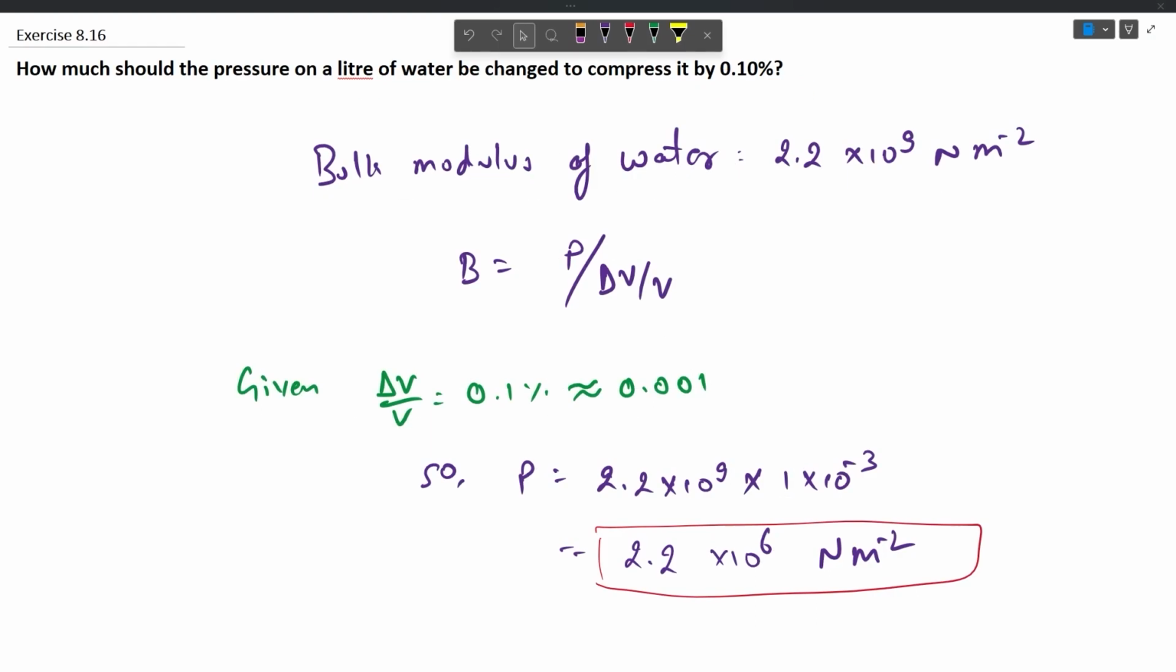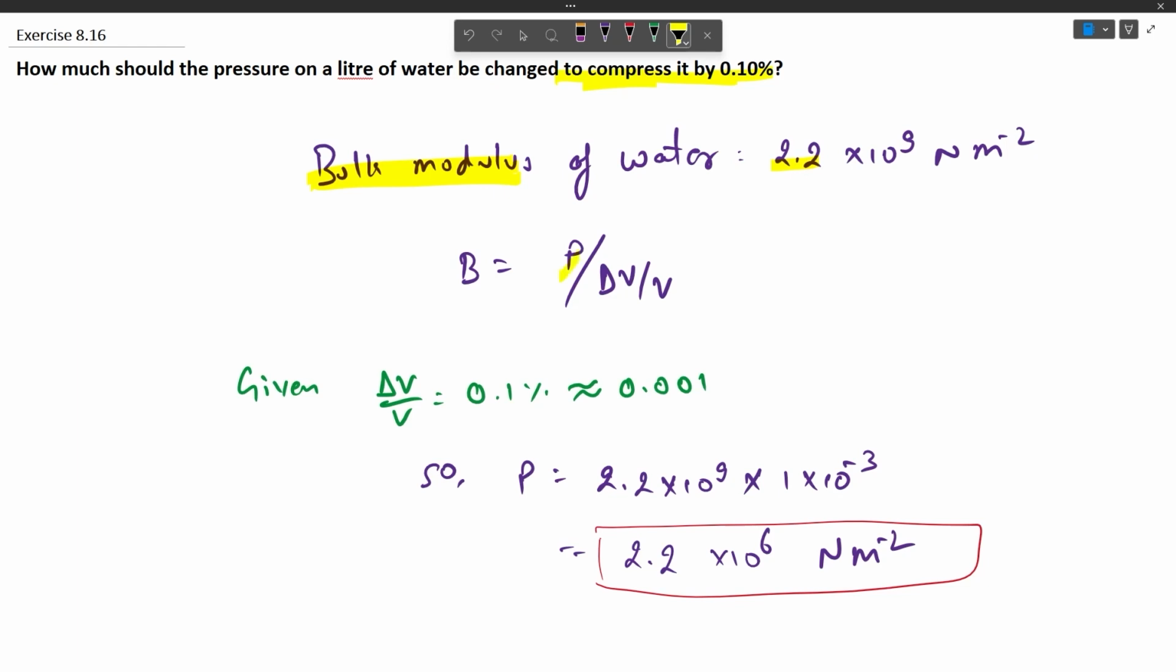The question says, how much should the pressure on a liter of water be changed to compress it by 0.10 percentage. So the question is talking about compression. For this we talk about the bulk modulus of the material. The bulk modulus of water is, as per the data, 2.2 into 10 raised to the power 9 Newton per meter square. Bulk modulus is defined as the measure of decrease in volume with an increase in pressure.